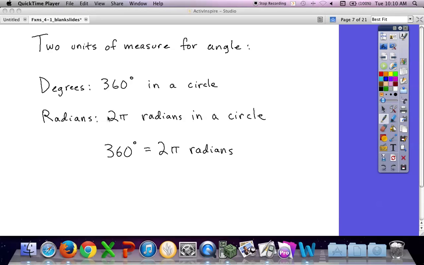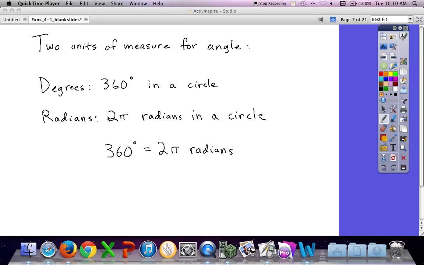So we measure angles in two different ways. We measure them with degrees and radians. And you're probably familiar with degrees, right? Degrees meaning, like we know that going all the way around a circle is 360 degrees. That one we're familiar with. The radian measure we're not as familiar with. But that's what we're learning about today.